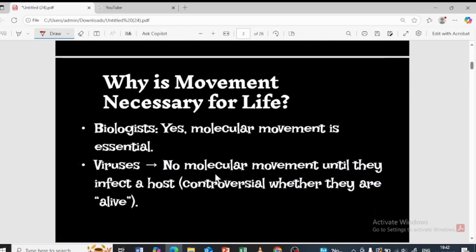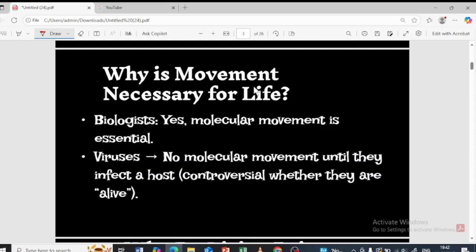Now, why is movement necessary for life? Movement is very much necessary for life. Some of the movement can be seen with our naked eyes, and some cannot. Some of the movement takes place inside our body, which we cannot see. There are some animals which do breathe, but we cannot see their breathing because they are not breathing so heavily. But we can't consider them as not alive, right? So some movement might be visible to our eyes and some might not.